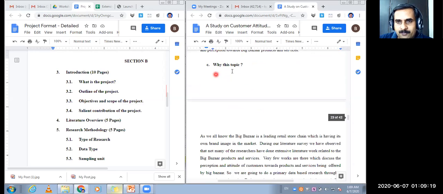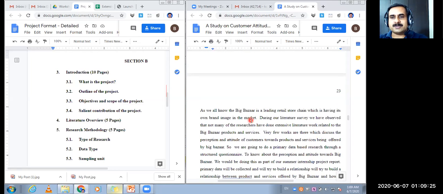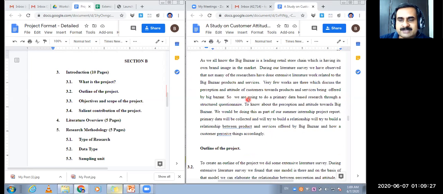And why this topic? I'm covering what the project is, but I'm also mentioning why I have chosen this particular topic. So I'm justifying my topic. Earlier research works were not very clear about different product and services attributes, and how these attributes are going to help the customers' perception building process. So I have mentioned all these important details.